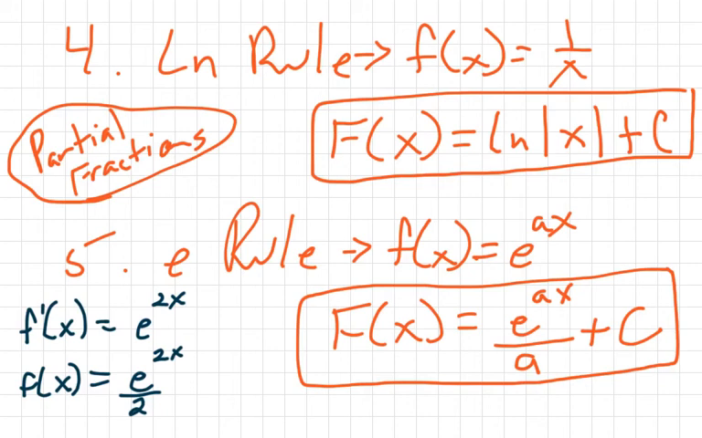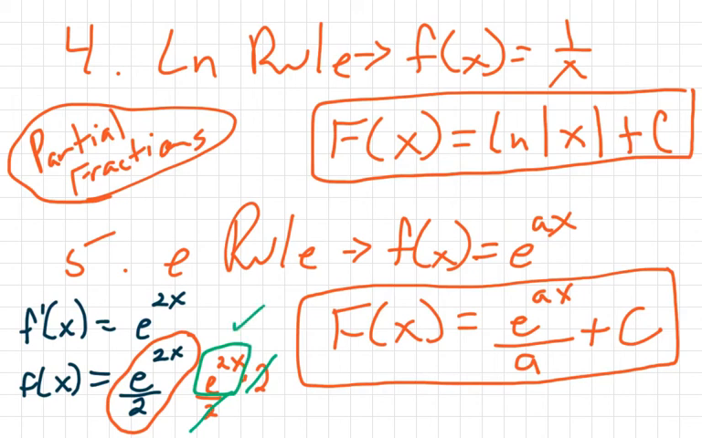Now, to check it, just do the derivative of this guy. Well, the derivative is going to be e to the 2x times the chain rule times 2. And of course, it's divided by that constant of 2. Well, the 2's cancel out, and there you go. It's true. Yep, it works. So that rule works beautifully as well. Okay, now the last one.